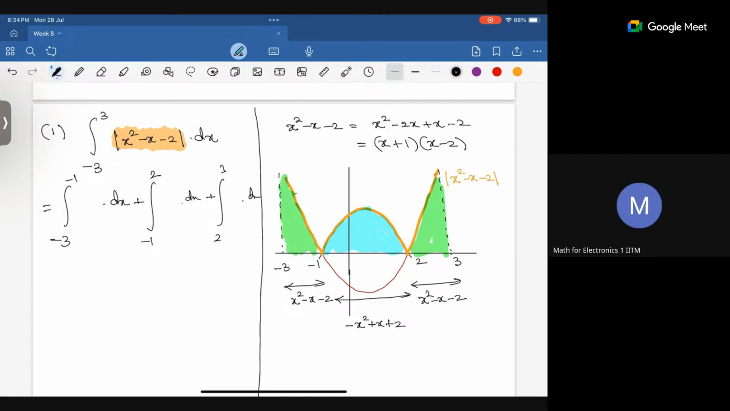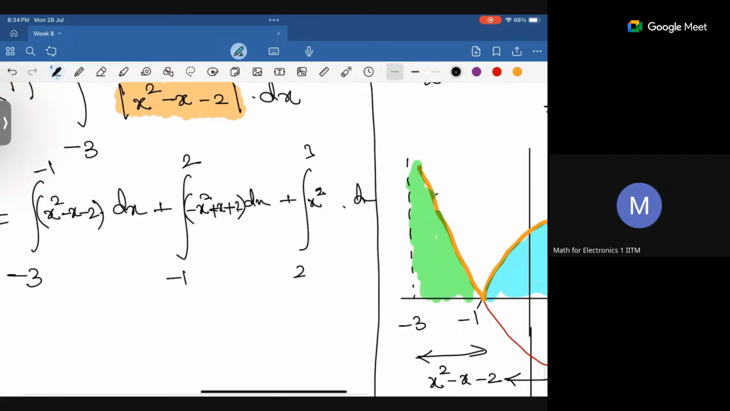From -3 to -1, it is simply x square minus x minus 2. The function is not changing, it is positive anyway. We will keep it as it is. Whereas from -1 to 2, the function is changing to minus x square plus x plus 2. And from 2 to 3, it is x square minus x minus 2.